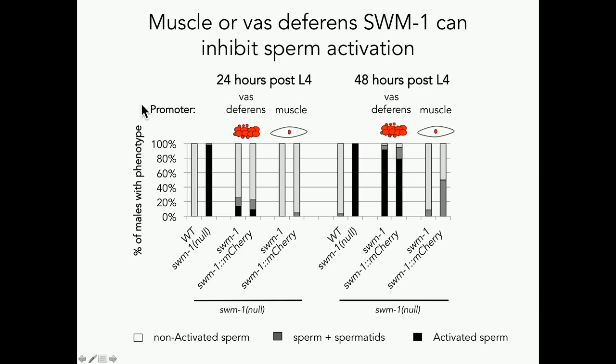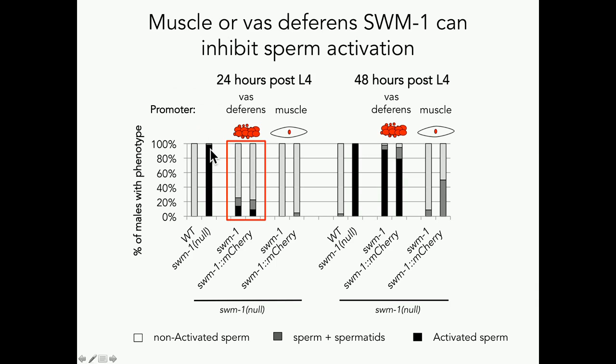So on the y-axis, we have the percent of males that contain either non-activated sperm, a mix of sperm and spermatids, or in black, activated sperm. So the controls are wild type, which contain non-activated sperm, and then SWM-1 mutants, which contain activated sperm. And also, I generated both tagged and non-tagged versions of each of these transgenes so I could determine protein localization. So I'll first draw your attention to the vas deferens derived SWM-1.